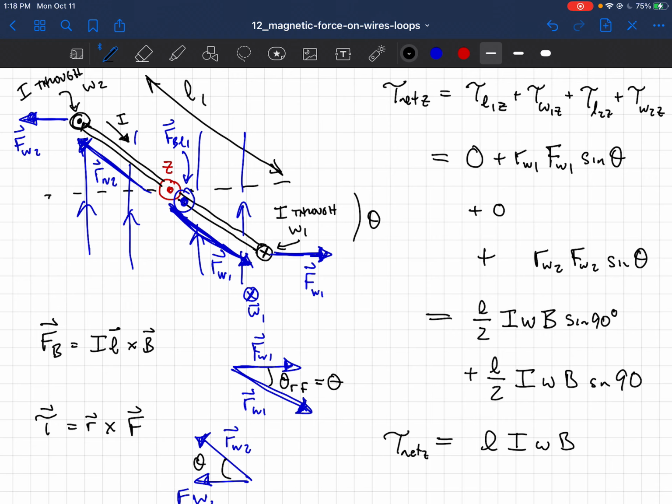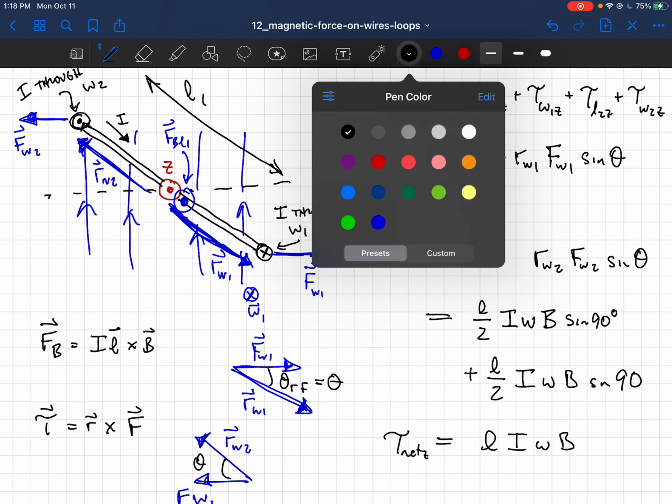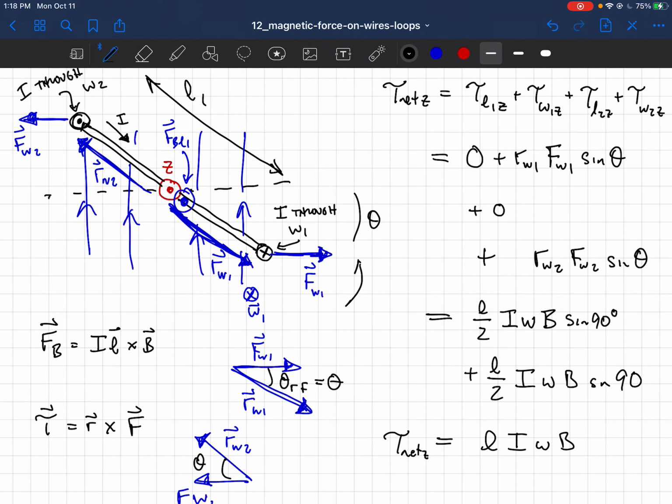So we find a torque in the z direction when you angle the wire loop with respect to the magnetic field. So what does that actually mean if you have a torque in the z direction? Well, remember that you can think about the torque as causing an angular acceleration in the same direction. And so the angular acceleration that you'll get from this torque, if you have a positive z torque, then that means a counterclockwise torque. So you're going to get an angular acceleration in this direction.